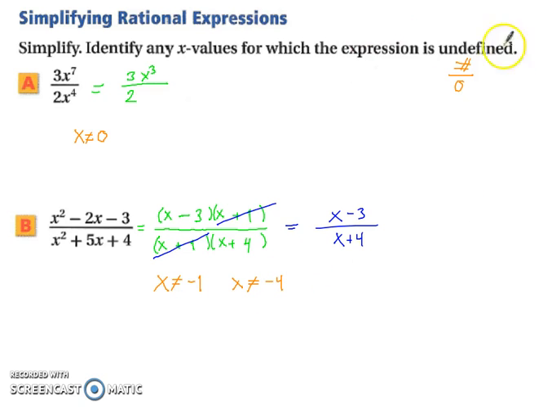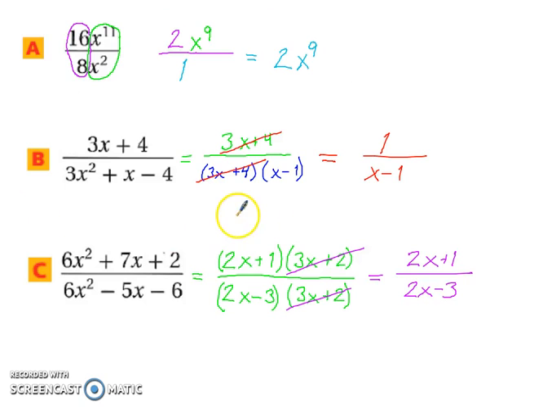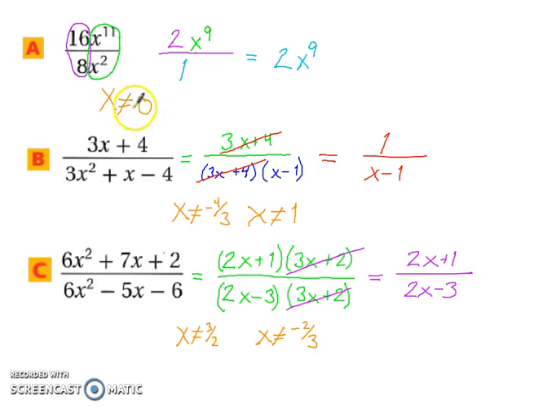Now going back to the 3 you tried on your own, see if you can do the same thing. For which values are each of these going to be undefined? So in this first one, x cannot equal 0. And our second one, x cannot equal negative 4/3 or 1. And then the last one, x cannot equal 3/2 or negative 2/3.